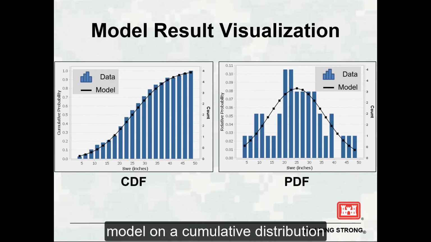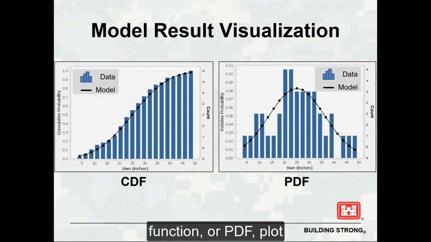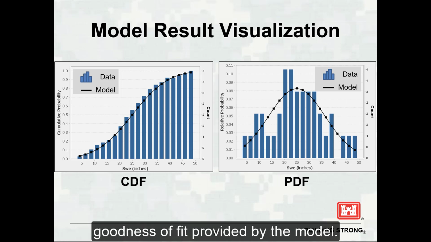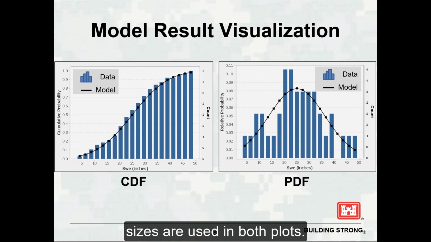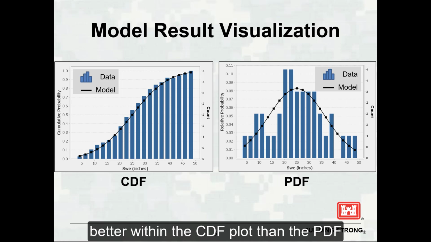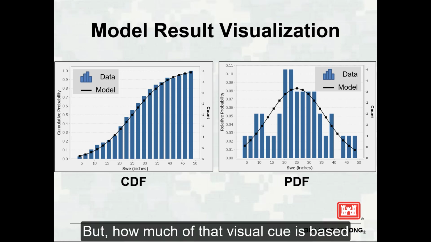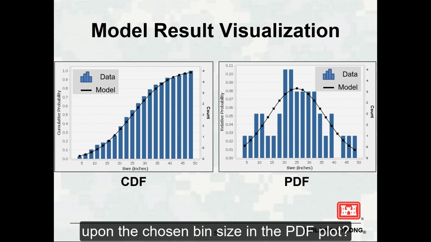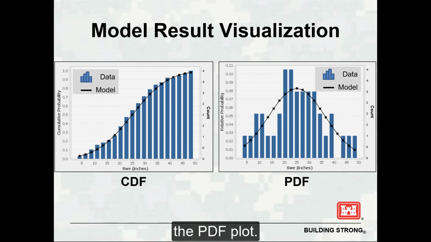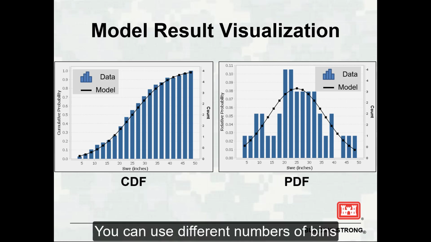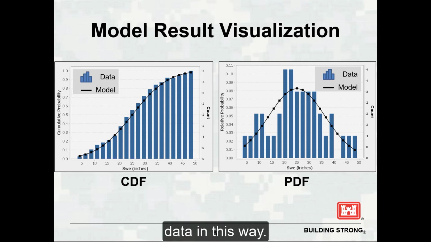Plotting the observed data against the model on a cumulative distribution function, or CDF plot, and probability density function, or PDF plot, can provide valuable insight to the goodness of fit provided by the model. In the plots shown here, the same model is fit to the same data within a CDF and PDF plot. Also, the same number of bins and bin sizes are used in both plots. The model appears to fit the data much better within the CDF plot than the PDF plot, but how much of that visual cue is based upon the chosen bin size in the PDF plot? Perhaps fewer bins would allow better visualization of the model fit within the PDF plot. You can use different numbers of bins and/or bin sizes when visualizing the data in this way.